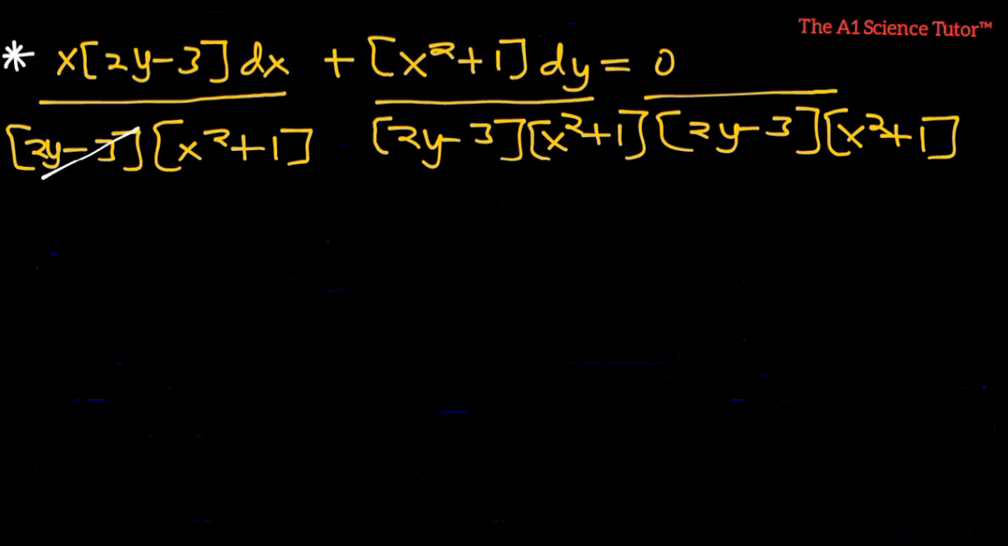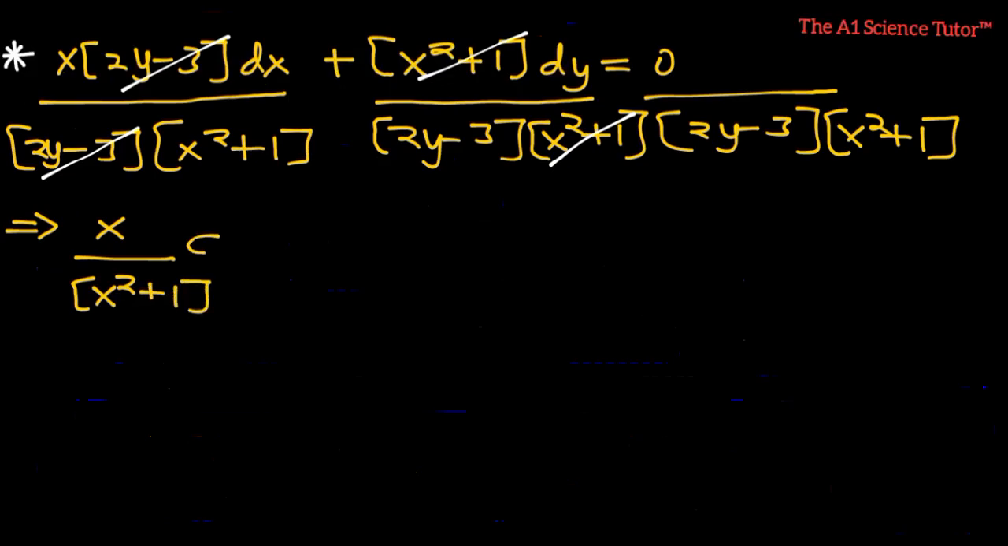Now 2y minus 3, this is going to get cancelled, and you have x squared plus 1 cancelling. Now over here, we know that 0 divided by anything is basically going to give us 0. So there is not going to be any change right there. So that is now going to be x divided by x squared plus 1 dx, plus dy divided by 2y minus 3, and this is equal to 0.